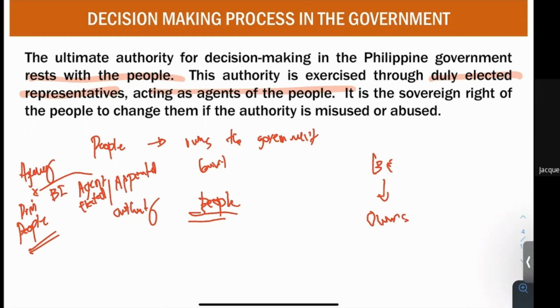And what is our check and balance against this misuse of power? It is the sovereign right of the people to change them if the authority is misused or abused. So we have the right if in case the authority we have given to these agents is misused or abused. But again, what we want to know here, the persons who have the responsibility must work for the best interest of the people.